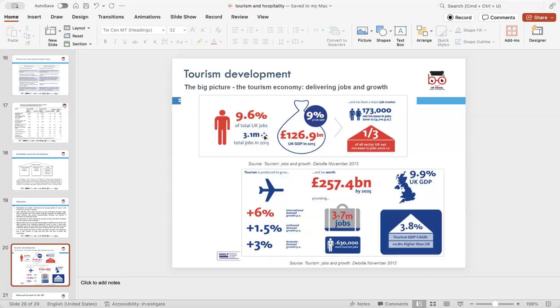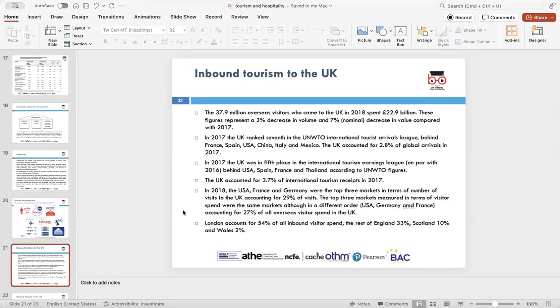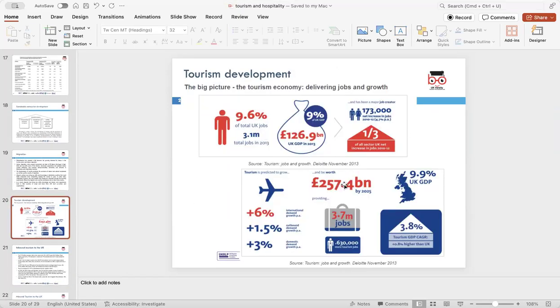In 2013, if you look here, tourism accounted for approximately 9.6% of all jobs in the UK, totaling 3.7 million positions. It represented 9% of the UK's GDP, generating 126 billion. Notably, the tourism sector experienced job growth from 2010 to 2012, accounting for one third of the net increase in UK jobs during that period.